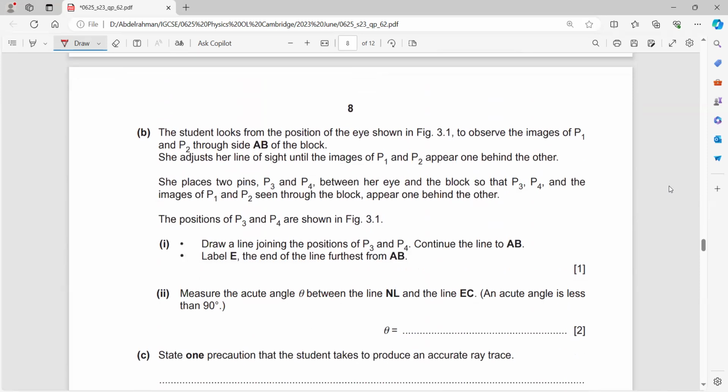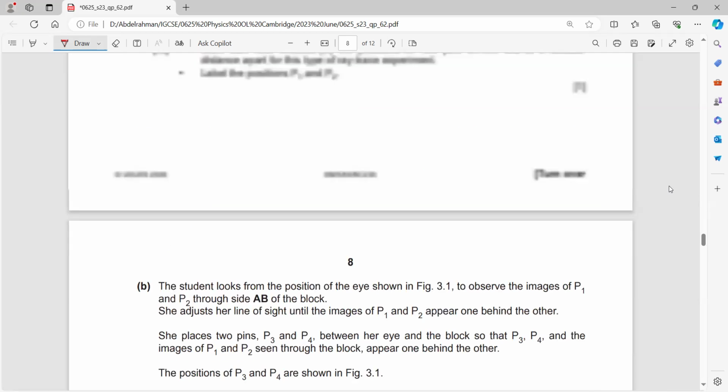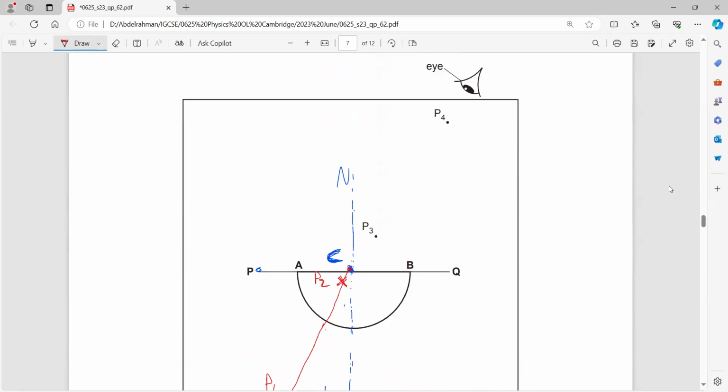The student looks from the position of the eye shown in figure 3.1 to observe the images of P1 and P2 through the side of AB. She places 2 pins, P3 and P4, between her eyes so that P3 and P4 and the images of P1 and P2 are seen through the block. The positions of P3 and P4 are shown. Draw a line joining the positions of P3 and P4. Continue the line to AB. Label E the end furthest from AB. And I will just join them and name the end of the line E.